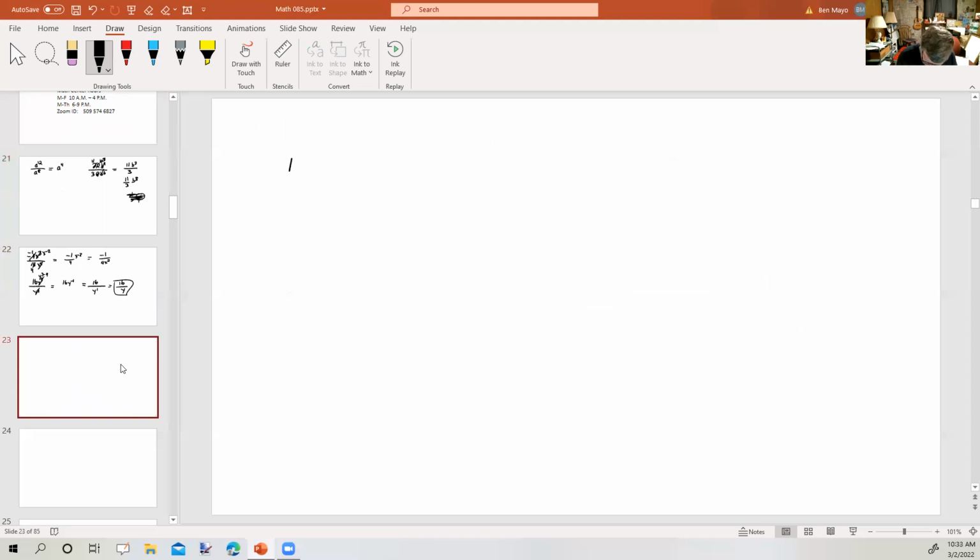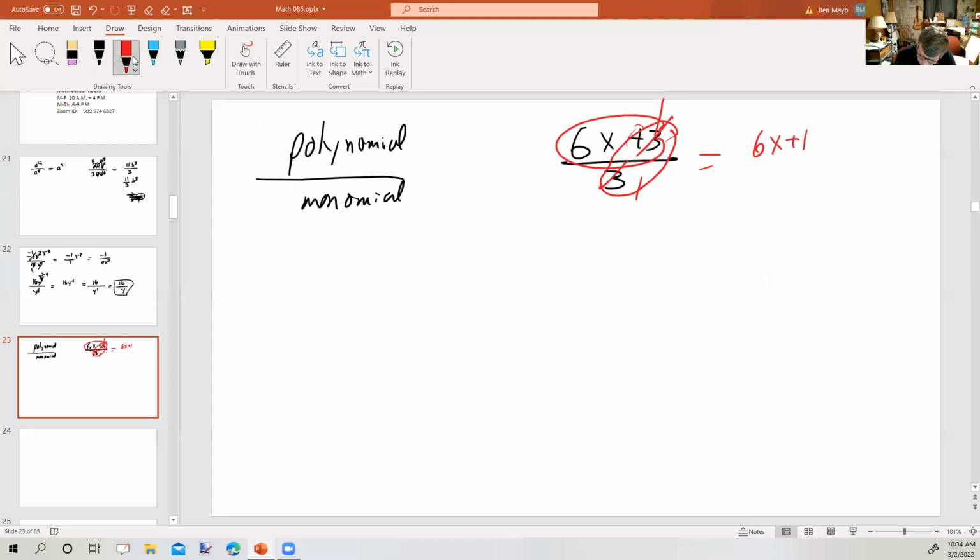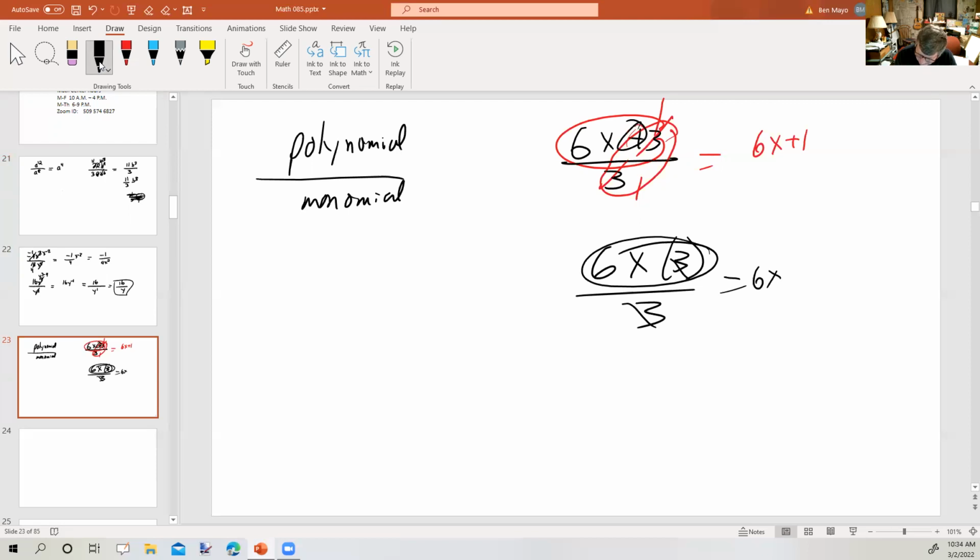Now we're going to look at a case where we have a polynomial, so basically a binomial or larger, divided by a monomial. So let's say, for instance, we have the following: 6x plus 3 divided by 3. Now, there might be a temptation to say, oh, it's 6x plus 1. But this is wrong because we can't divide that out, because up on top here we have terms. If we had 6x times 3 over 3, then we could reduce it down because these are factors. But when they're terms like that, we can't reduce it this way.